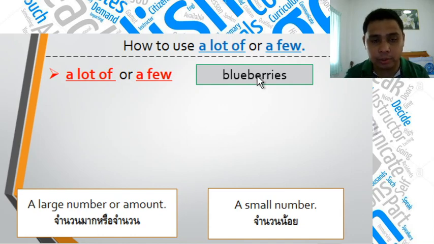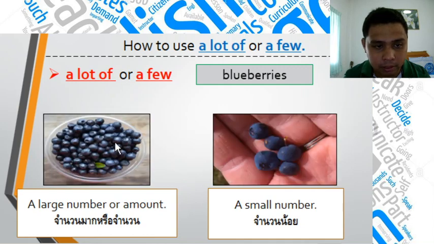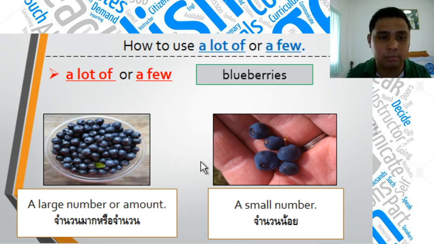So blueberries. So we have the food here, blueberries. So please take a look. We have blueberries on the left side, and we have blueberries on the right side. Now I want you to identify where is a lot of and a few. Do you know the answer?